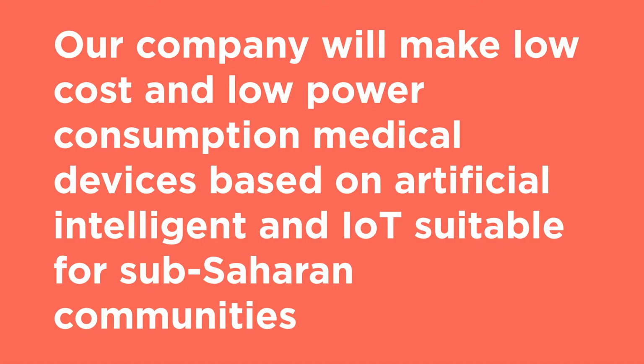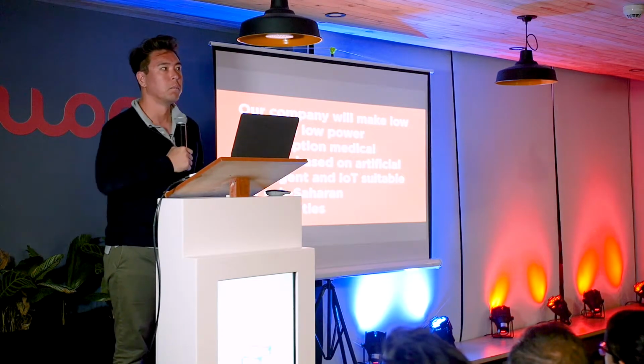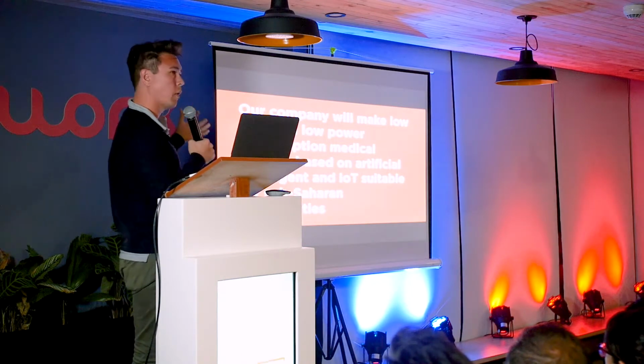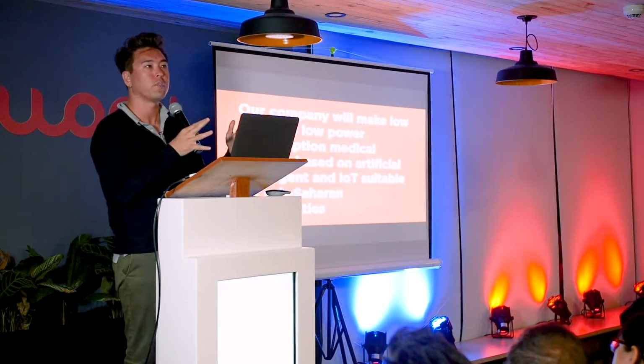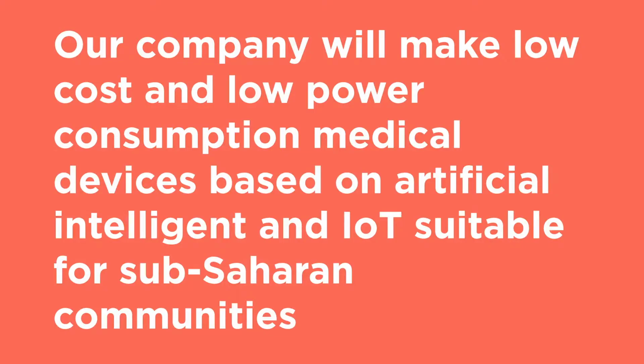Let's go to an example of how to adjust a description. So here's a much longer one. "Our company will make low cost and low power consumption medical devices based on artificial intelligence and IoT suitable for sub-Saharan communities." Now, relatively clear. I can understand it reading it, but it's not the most concise form of this, and I feel like a lot of things get in the way. And so when I work with companies to help shrink and reduce and improve their descriptions so that I will get the most out of it, I want to talk through the process.